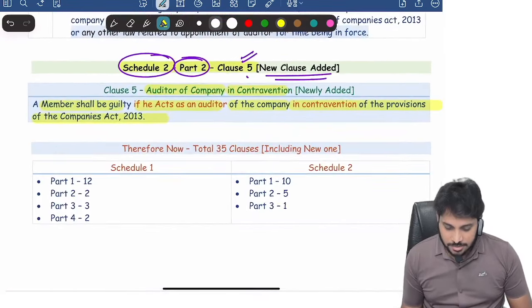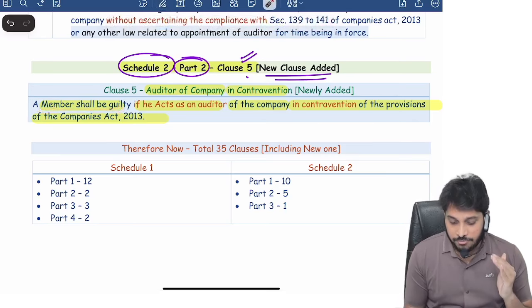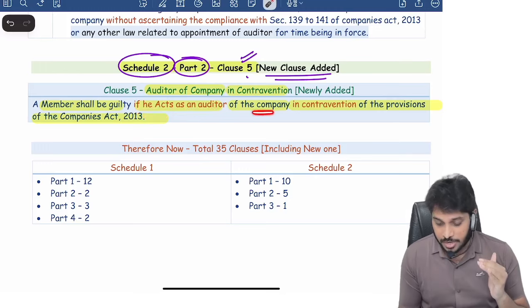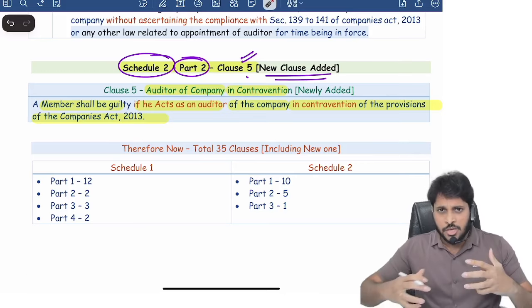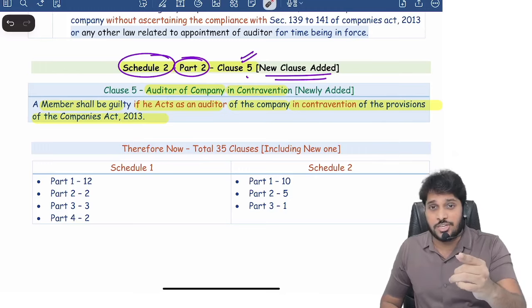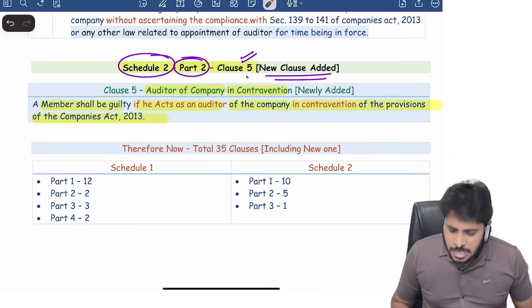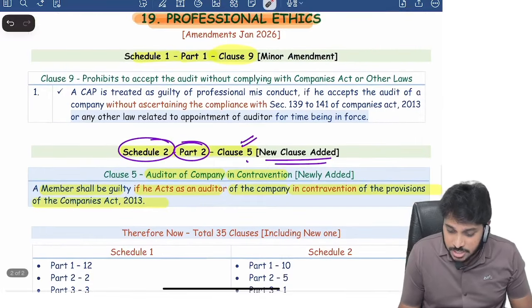Now what exactly is this? A member shall be guilty if he is acting as an auditor of a company in contravention of provisions of the Companies Act 2013. You have contravened the provisions of the Companies Act and you are still continuing as an auditor of the company. Sir, somewhere we have already seen this point in Schedule 1, Part 1, clause number 9. Yes, a similar point you have already seen in Schedule 1.